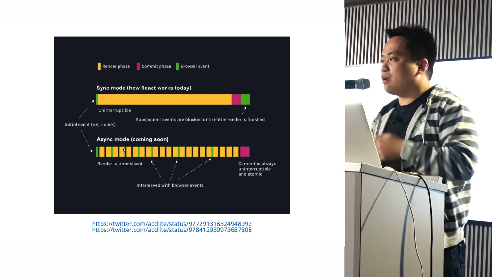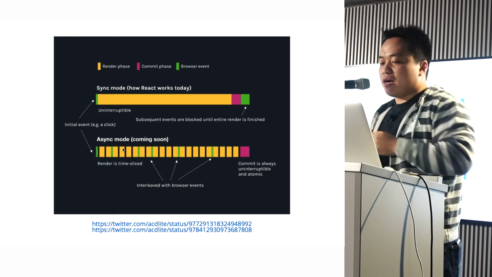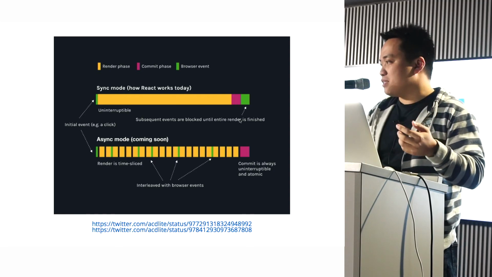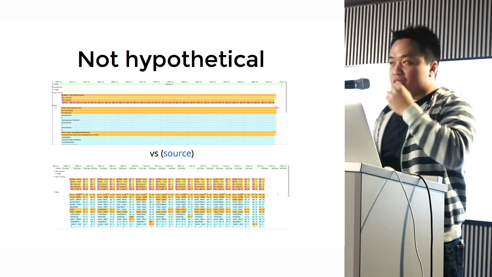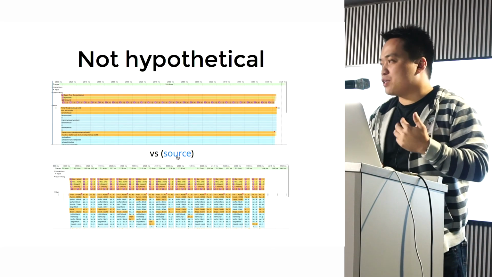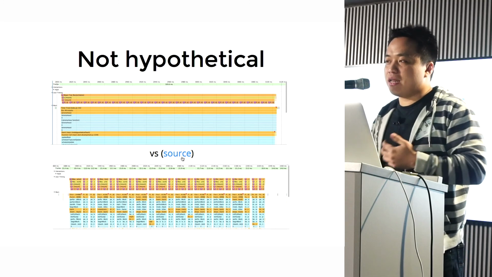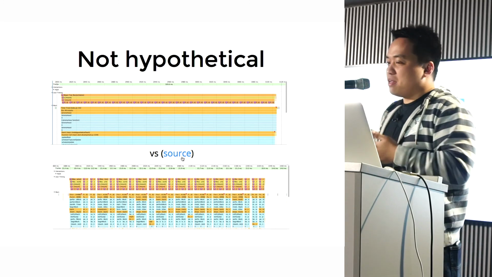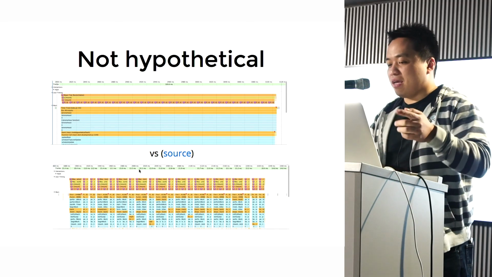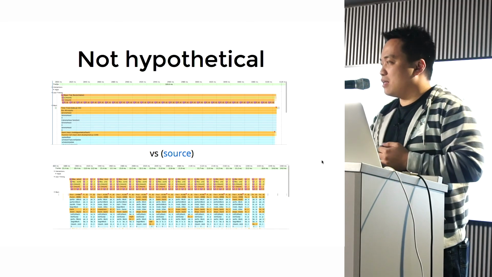In async mode, we're able to time slice and chop things up so that we can start being responsive to browser events, even though we're still rendering the tree. It's not hypothetical. We have actual demos you can go and have a look at. Again, everything blue is clickable. So this is an implementation of React Fiber and showing that you can split things up into nice little chunks.